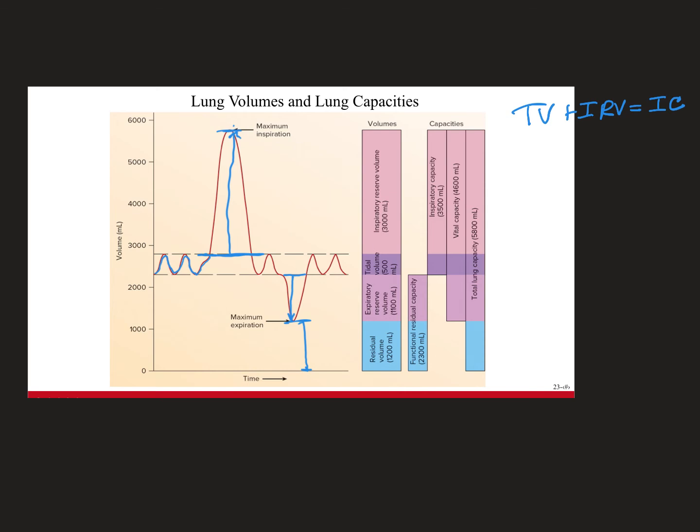So, we know that tidal volume plus inspiratory reserve volume equals inspiratory capacity. We're going to worry about functional residual capacity in a minute. If I take my tidal volume plus my inspiratory reserve volume plus my expiratory reserve volume, that gives me my vital capacity. Why would I call that a vital capacity?